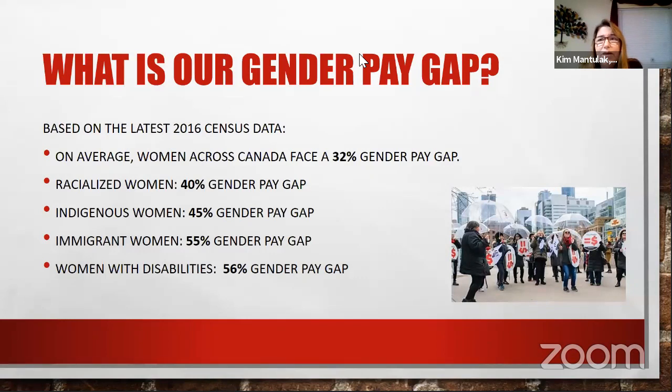Based on the latest 2016 census data, on average, women across Canada face a 32% gender pay gap, but we know that that doesn't tell the whole story. The gap increases substantially when intersecting with other forms of discrimination. So racialized women experience a 40% gender pay gap, Indigenous women 45%, immigrant women 55%, and women with disabilities a whopping 56%. Discrimination in pay is not limited to one career or demographic. It affects women of all ages, races, and levels of education.